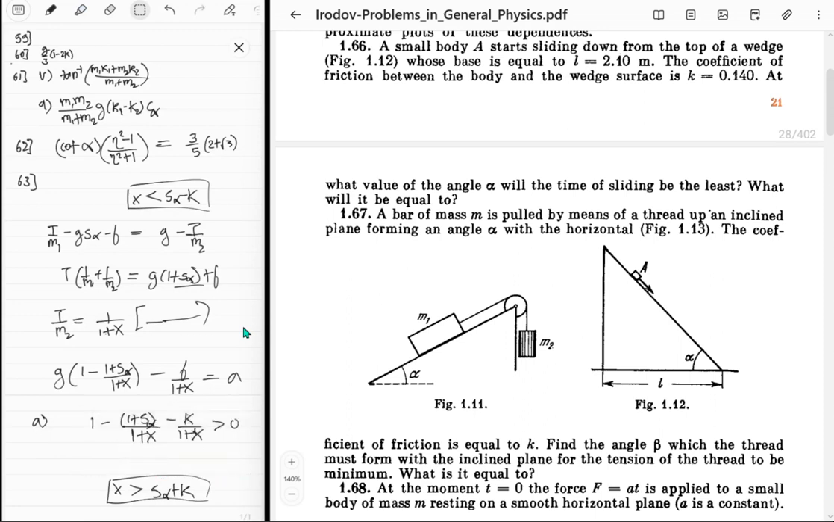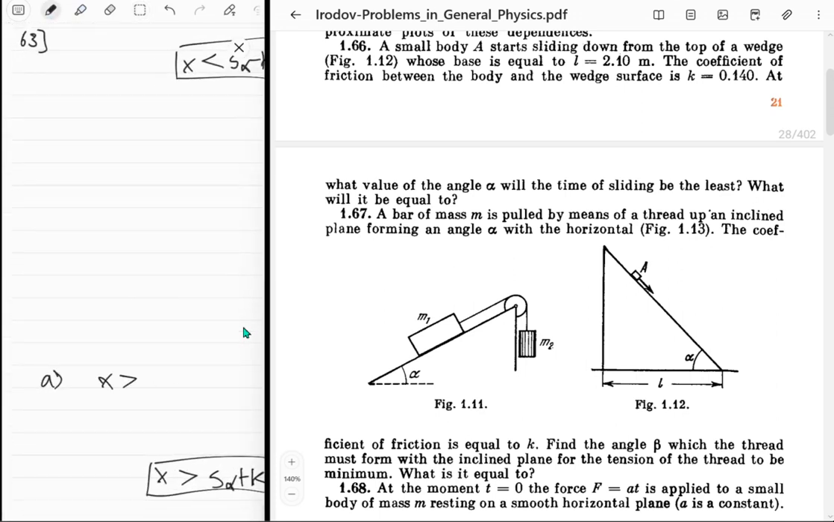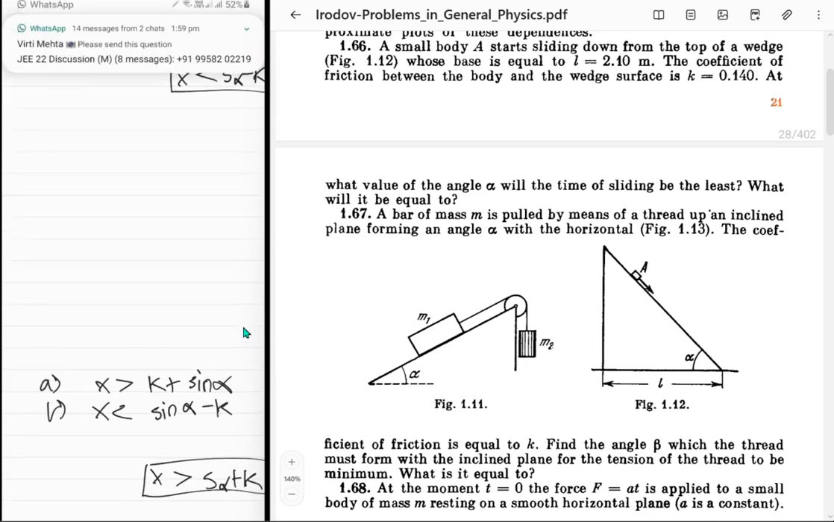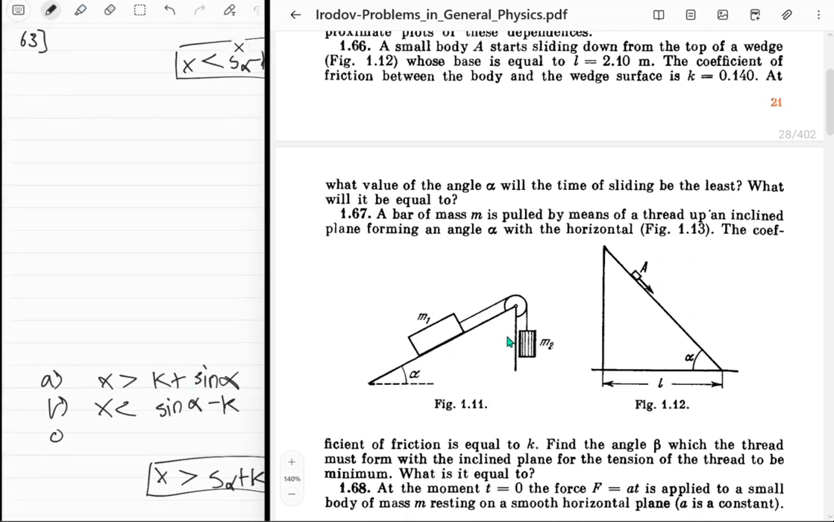So these are our two conditions. Just read all of this. So for A you have x is bigger than sine of alpha plus k. For B you have x is less than sine of alpha minus k. Isn't this weird? Yeah, it's dependent on alpha and everything, I get it. But if the friction is high enough, your x will be negative, which is impossible. So that would mean it actually never happens that it goes down if your friction is very big or if your sine alpha is very small. Cool, makes sense.